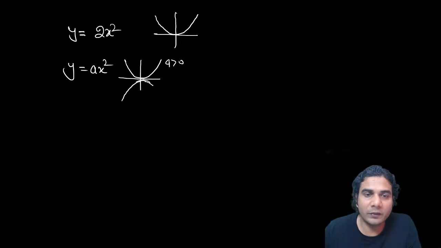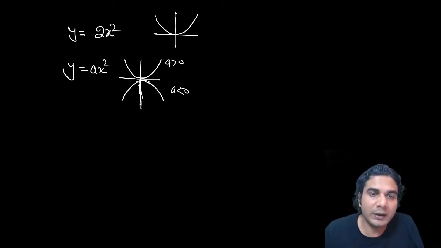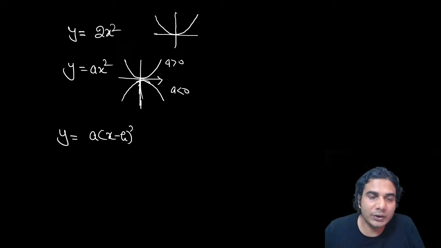See, all the values of y will become negative if a is negative, right? So if a is negative, it will be just the reverse. I mean, the image of the first parabola, which was upwards, about the x-axis, about this line, all right? So the vertex of both the curves, whether a is positive or negative, is at 0, comma 0. And if I generalize it, then y is equal to a times (x minus h) the whole square plus k, all right?